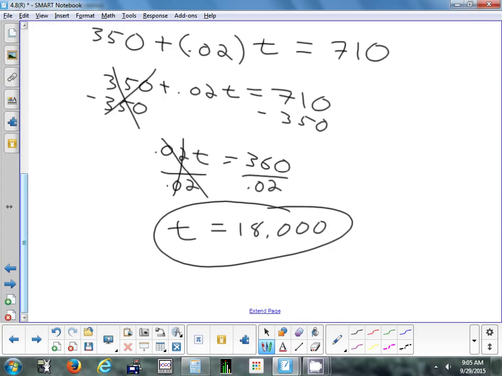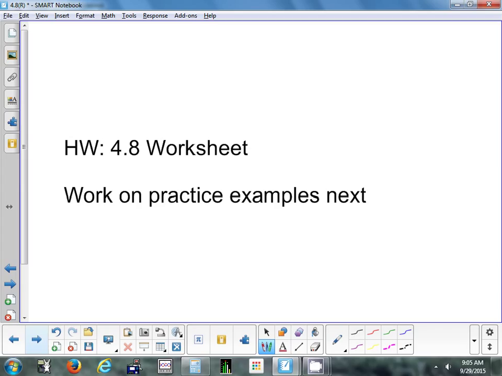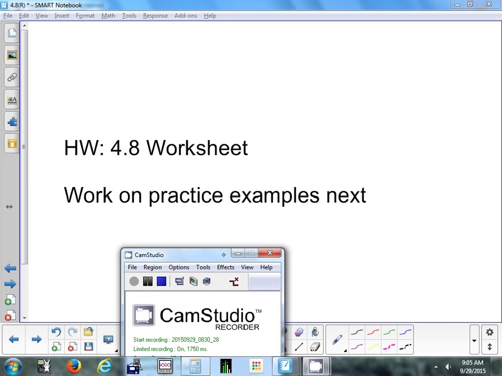For tonight, we're going to give you guys a worksheet. It's going to have one of each of those types. We'll have you guys try some practice before you go.